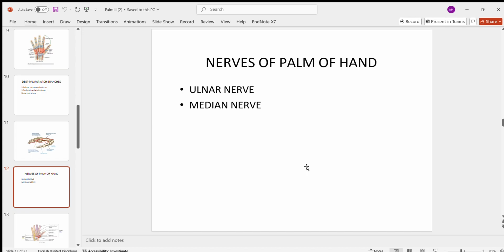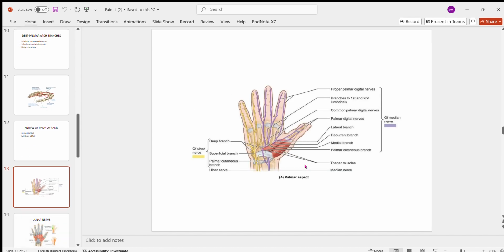Now we'll briefly discuss the nerves of the palm. The nerves are mainly the ulnar nerve and the median nerve. The ulnar nerve is supplying the medial 1.5 fingers and palm of the hand, and the median nerve is supplying the lateral 3.5 fingers and palm of the hand.